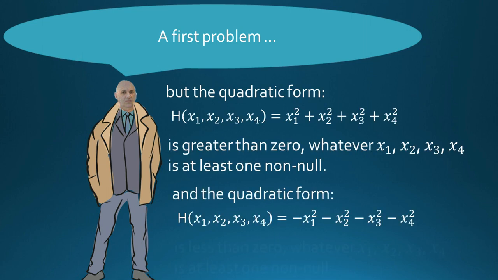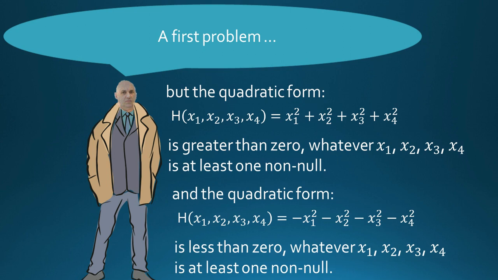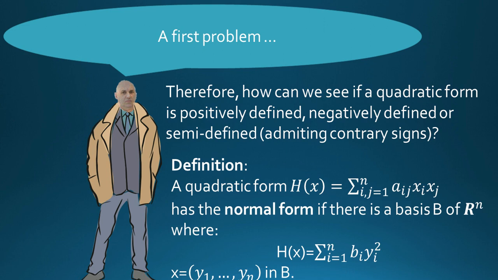But the quadratic form h = x1² + x2² + x3² + x4² is greater than 0 whatever x1, x2, x3, x4, at least one being non-null. And the quadratic form h = −x1² − x2² − x3² − x4² is less than 0 whatever x1, x2, x3, x4, at least one being non-null. Therefore, how can we see if a quadratic form is positive definite, negative definite, or semi-definite, admitting opposite signs?